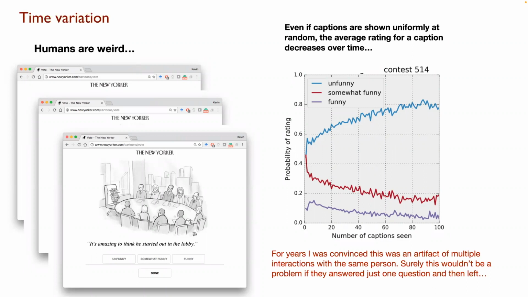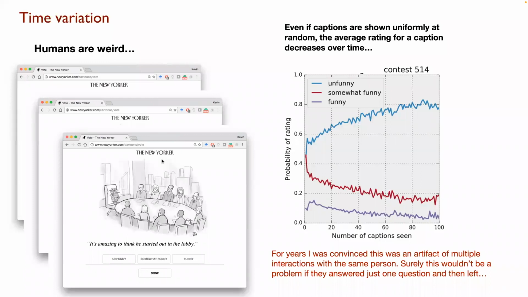But for many years, I was just convinced that this is not actually a problem, because the core problem coming up here is that the same person is rating multiple captions one after the other. And so all this issue has to do with the fact that they're the same person. If we were to have the person rate one thing and then leave, this would not be an issue, is what I believe.